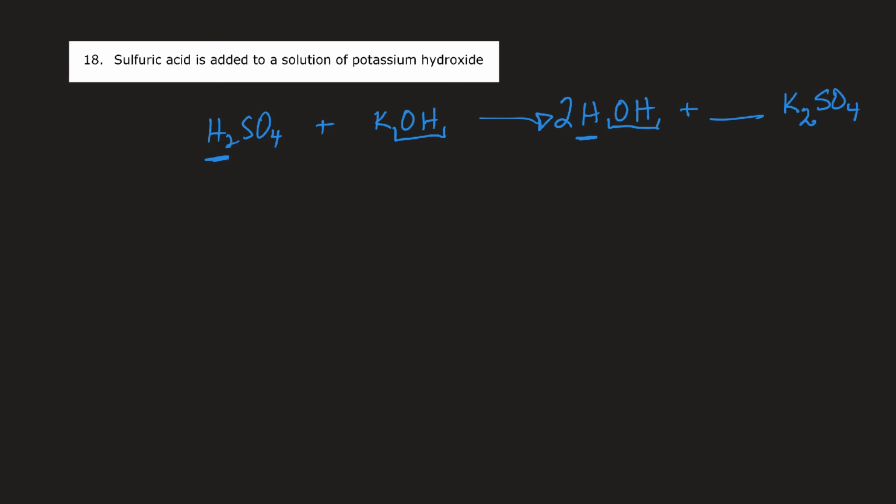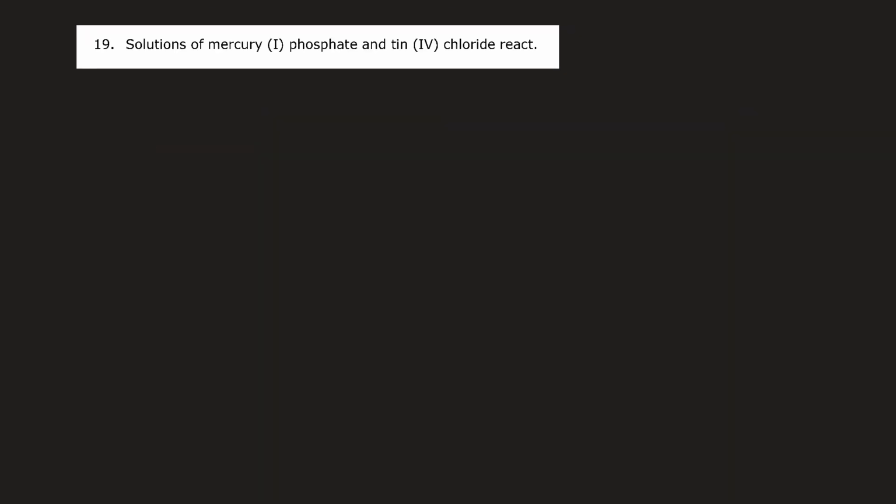Okay, but by putting a 2 here, that gives me 2 hydroxides. So over here, I need to put a 2 in front of that to give me those 2 hydroxides. But the fallout from that is I get 2 potassiums. Over here, well, I have put 2 potassiums. I have 1 sulfate, the reaction's balanced. Good. Okay, 2 more. Number 19, solutions of mercury 1 phosphate.